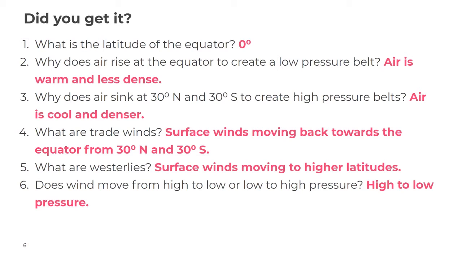Number 4, what are trade winds? They are surface winds moving back towards the equator from 30 degrees north and 30 degrees south. Number 5, what are westerlies? Surface winds moving to higher latitudes. And finally, number 6, does wind move from high to low or low to high pressure? High to low pressure. So give yourself a little score out of 6.